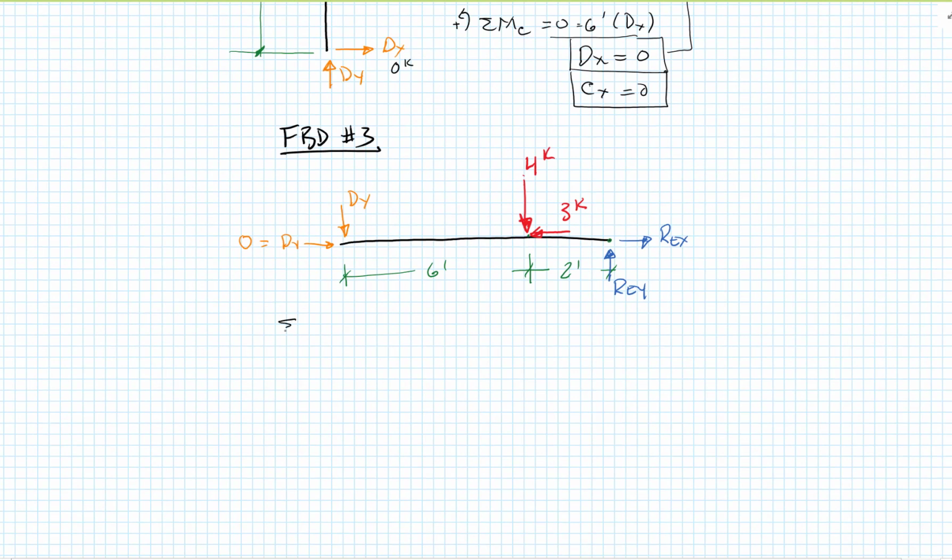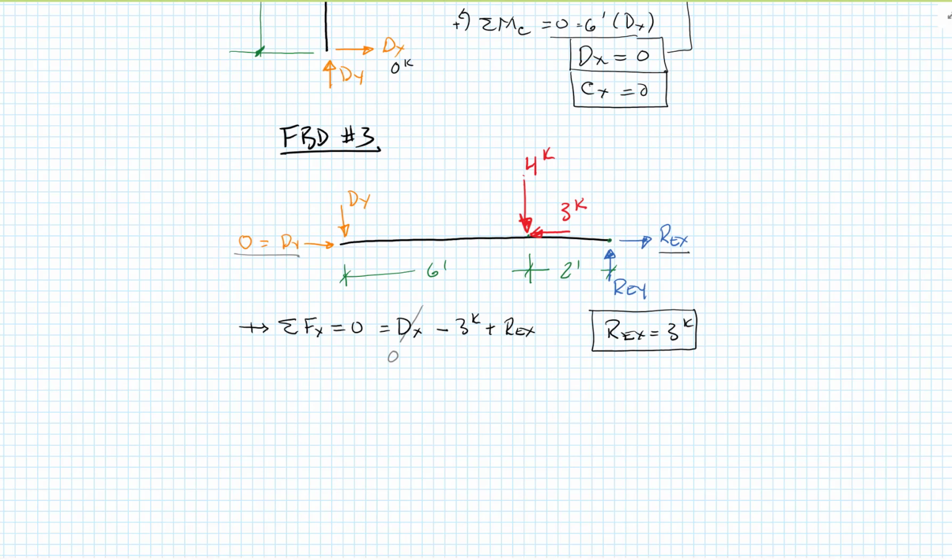Let's look at the sum of the forces in the x direction, to the right being positive, equals 0: Dx minus 3 kips plus Rex. But we know that Dx has to equal 0 from up here, so we can conclude that Rex is 3 kips. And does that make sense? Sure, it makes a lot of sense. We have a horizontal force of 3, and the vertical member up here from free body diagram 2 really can't provide any resistance. So it makes sense that Rex is 3 kips.